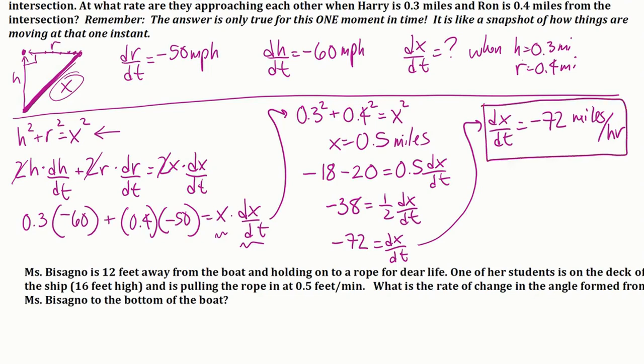Okay. All right, for this next one, Miss Bisagno is 12 feet away from the boat and holding onto a rope for dear life. One of her students is on the deck of the ship and is pulling in a rope at 0.5 feet per minute. What is the rate of change in the angle formed from Miss Bisagno to the bottom of the boat? So we've got a lot going on, but we are going to go ahead and draw a picture first so that we have an idea of how these things relate to one another.